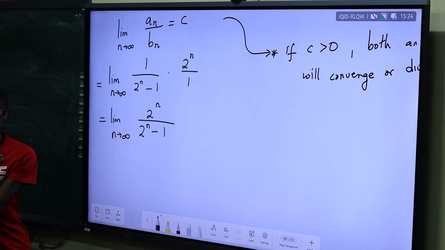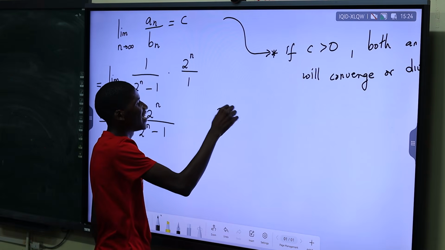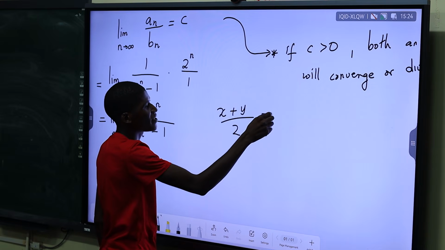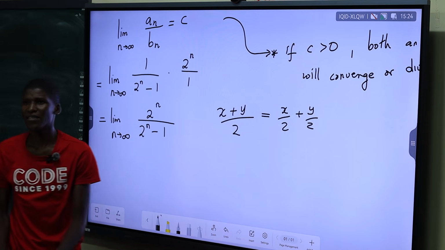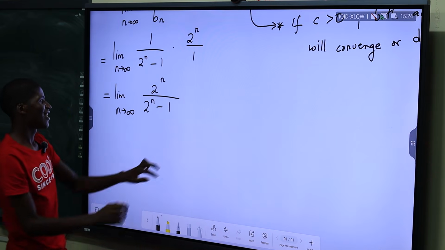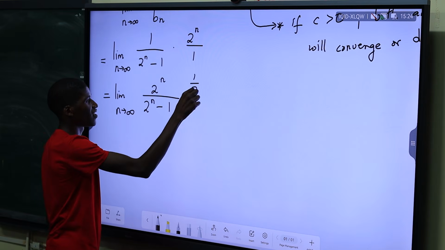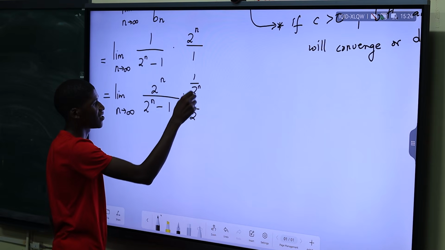If you want to split the denominator, can that happen in math? Split the denominator. In a numerator, we can only split it: x plus y over 2 can be the same thing as x over 2 plus y over 2, right?